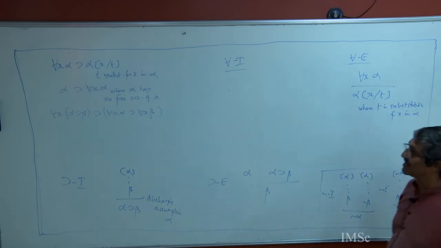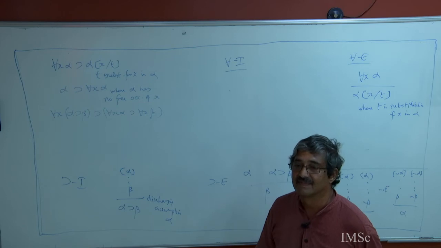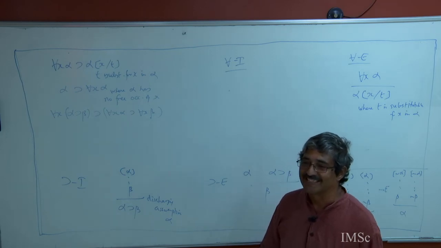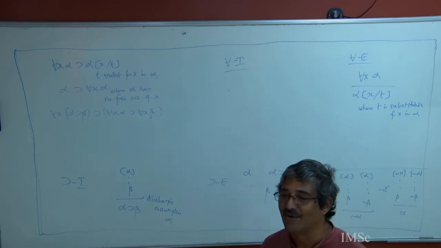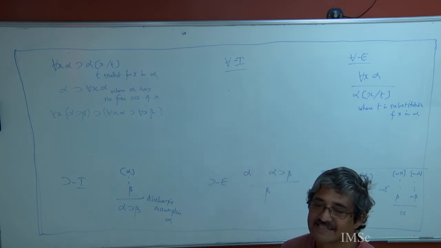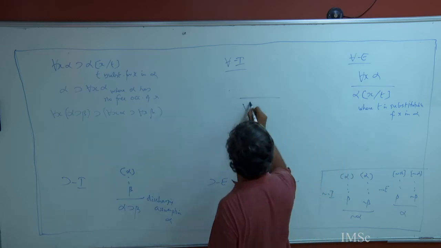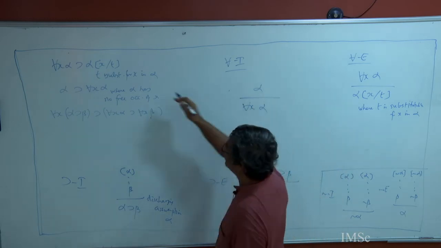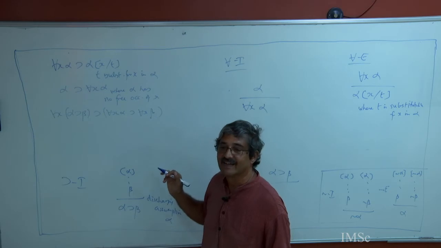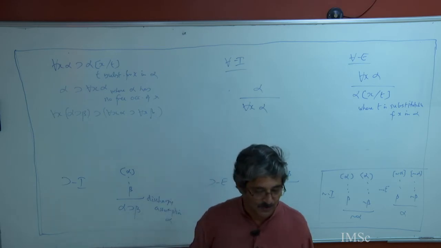What about for all introduction? Again, there is not much choice. How will for all x introduction look? For all x alpha should be at the bottom, with alpha on top, but there is a condition here. So what should we have?